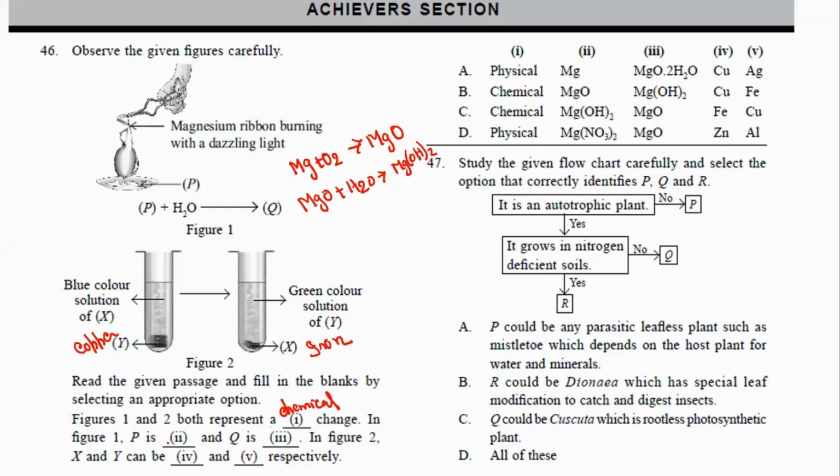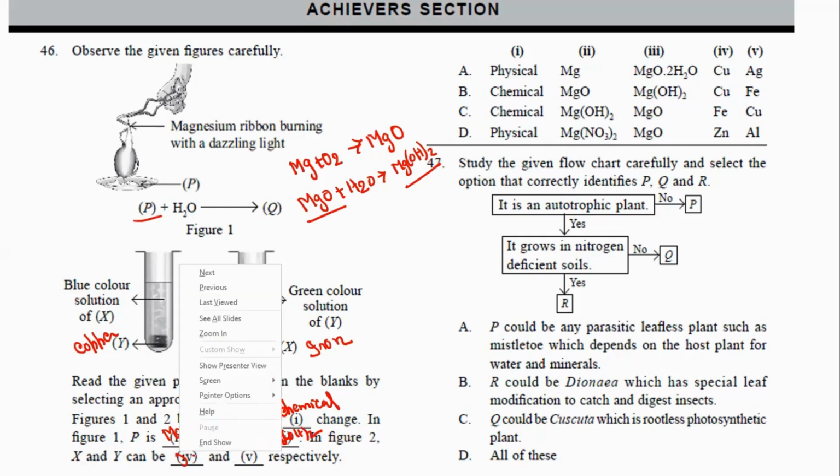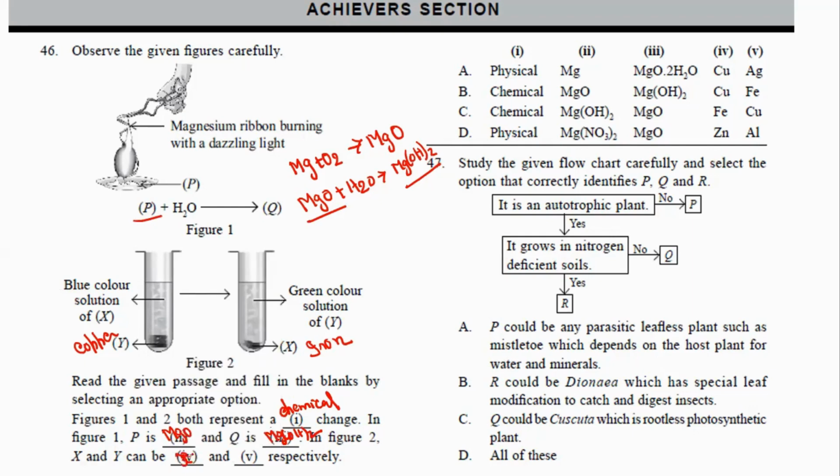In figure 1, P is what? P is MgO. Here we have found out P is MgO, correct? And Q is what? Q is formed, that is Mg(OH)2, magnesium hydroxide. And X and Y can be what? X can be copper, X and Y. So X is iron, X is copper, and Y is iron. Okay. So our correct answer is option number B, right?